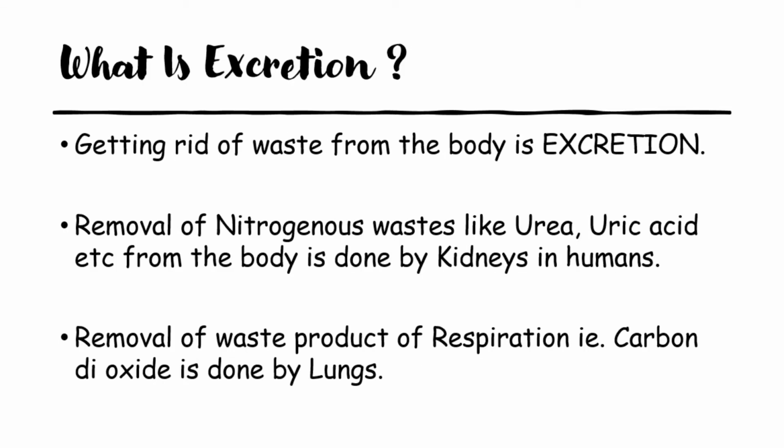What is excretion? Getting rid of waste from the body is excretion. In humans, removal of waste product of respiration, that is carbon dioxide, is done by lungs, but the removal of nitrogenous waste like urea and uric acid, etc. from the body is done by kidney.